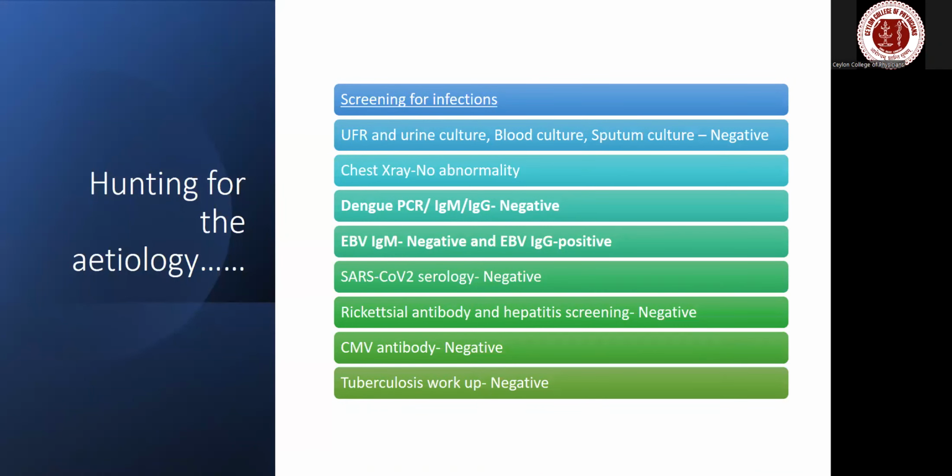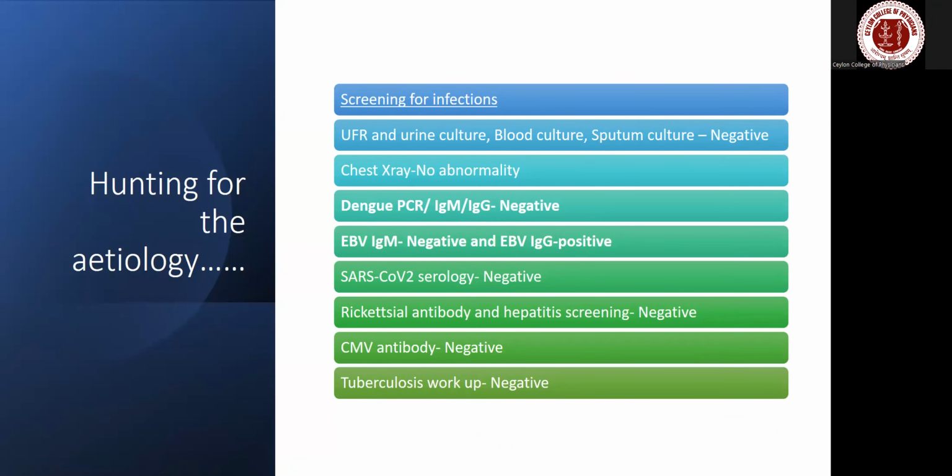So we actively went for the hunting of the etiology. We screened for infections: UFR, urine, blood, sputum, everything was negative. But the patient's CRP was high. We liaised with the microbiology team at this point and started the patient on broad spectrum antibiotics. Chest X-ray didn't show any abnormality.